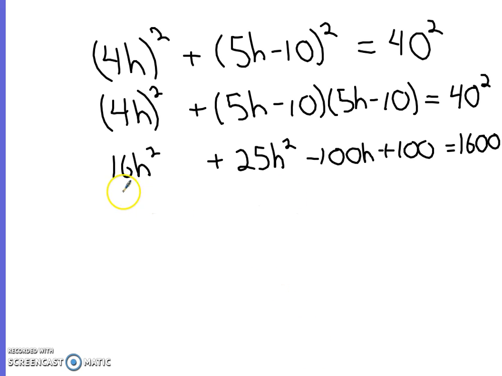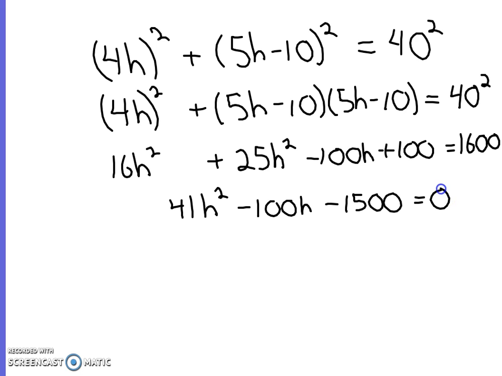Let's combine these into one thing. That's going to be 41h squared. Here I've got a negative 100h, and then I've got 100 here and 1600 here, but I want 0 right here. So I'll subtract 1600 from each side and get negative 1500 equals 0. And now you can use the quadratic formula and find out what h is. Okay? Good luck on that stuff.